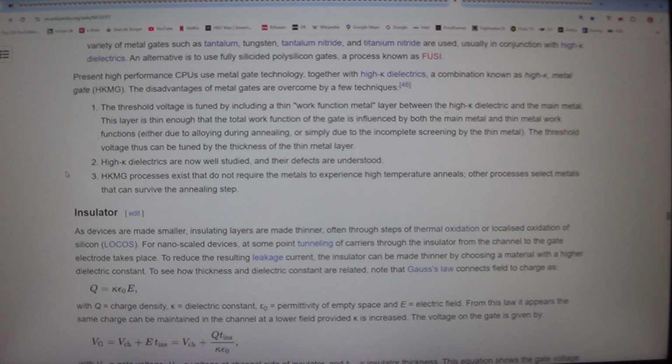2. High-k dielectrics are now well studied, and their defects are understood. 3. HKMG processes exist that do not require the metals to experience high temperature anneals. Other processes select metals that can survive the annealing step.